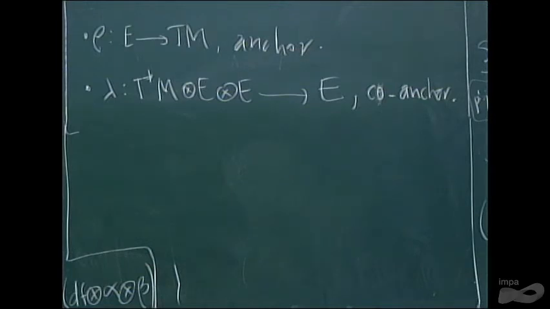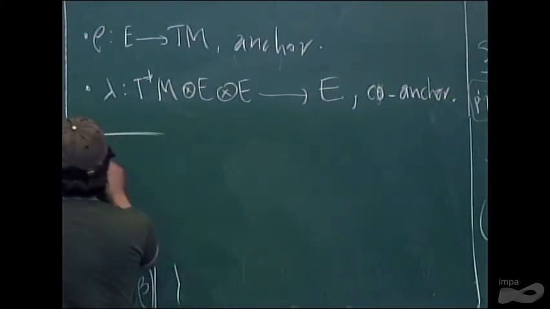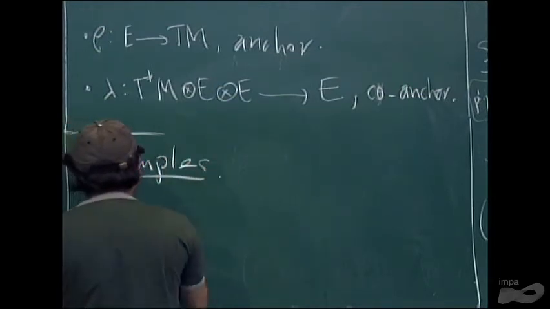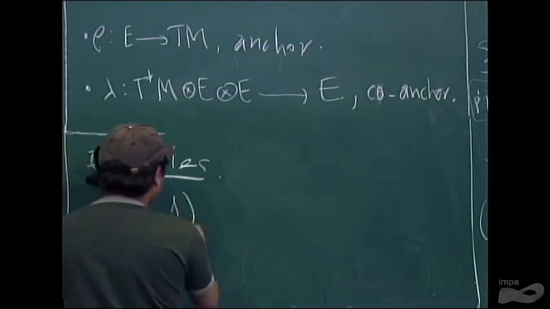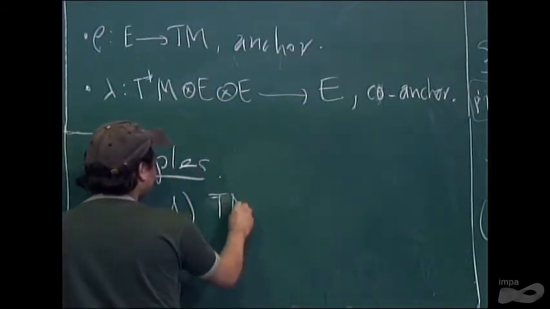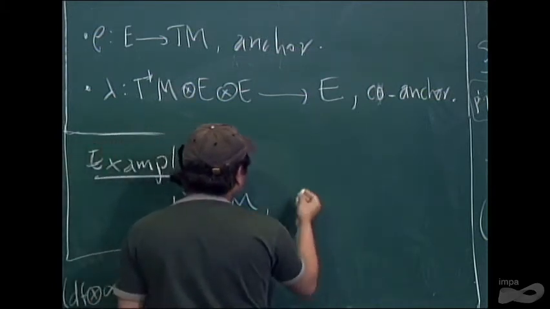Yes, sure. This is a lot of restriction. Yeah, there are a lot of restrictions. So it's not very easy to find examples, right? So let me give you some examples. So first example, of course, I already mentioned, it's Lie algebroids. So for example, T of M or any Lie algebroid.